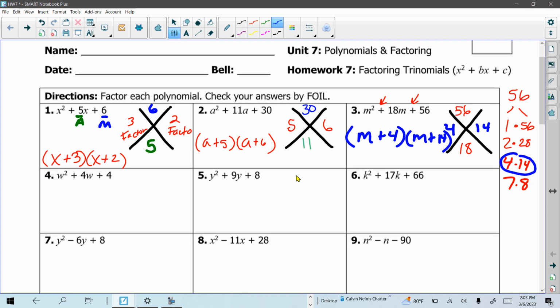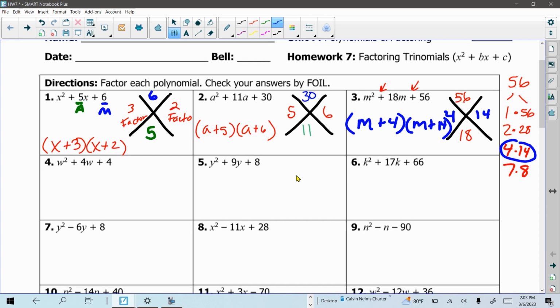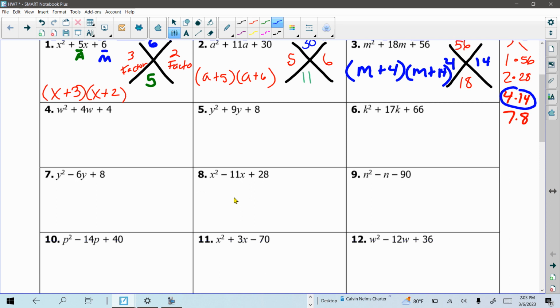Okay, so now I'm going to jump to number 7. All right, we still need our X puzzle. It's when we have different signs that we need to pay attention here. So I always start with the last term at top, that's our 8, but notice here we have a minus 6, so that's a negative middle term, so negative 6.